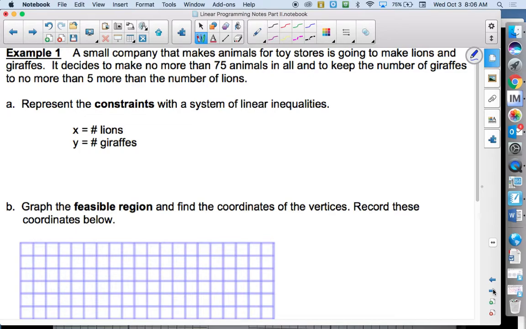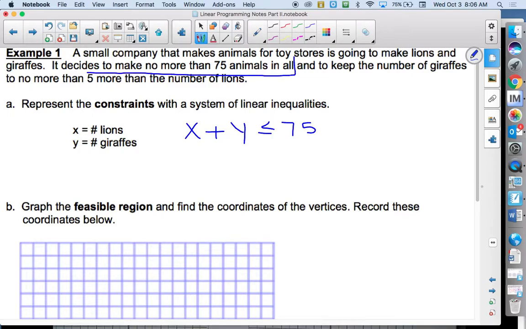Just the first half of the second sentence. It decides to make no more than 75 animals in all. So how could we write an inequality to represent that, Gavin? Yeah, x plus y is less than or equal to 75. So that's this part here.